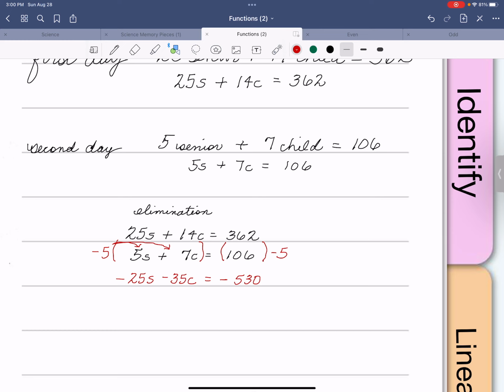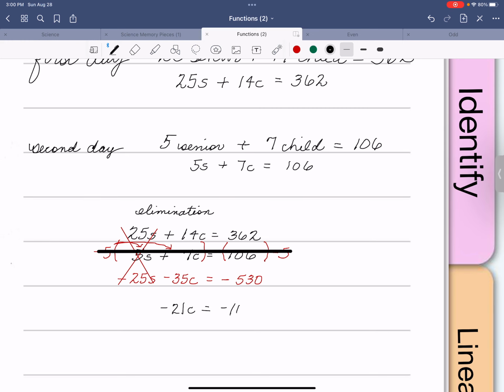All right. So the S's are going to cancel. This 25 and this negative 25 are going to eliminate each other. So we can get rid of all that, and I can get rid of this as well because we're done with that. So then we need to say 14C minus 35C. That's going to be negative 21C. And then on this side, I'm not even going to try it. 530 minus 362 is negative 168.